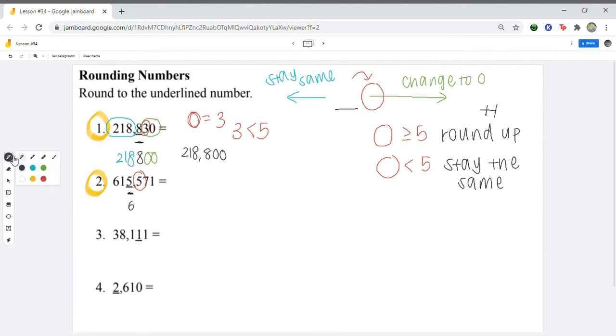Now I'm going to identify which is blue and which is green. Blue is the numbers left of the underlying number, which is 6 and 1. So these I'm going to keep the same, 6, 1. And the green ones are the ones right of the underlying number, which is 5, 7, 1. So these ones I will change to 0. So our final rounded answer is 616,000. Pretty easy after you understand how the diagram works.